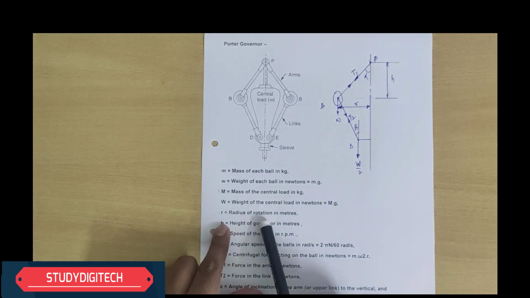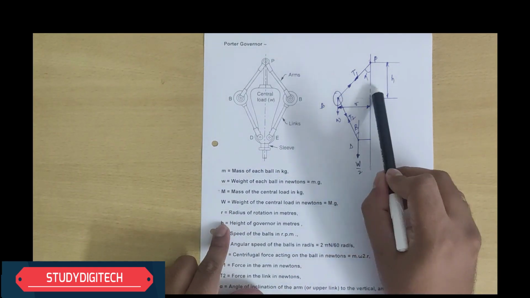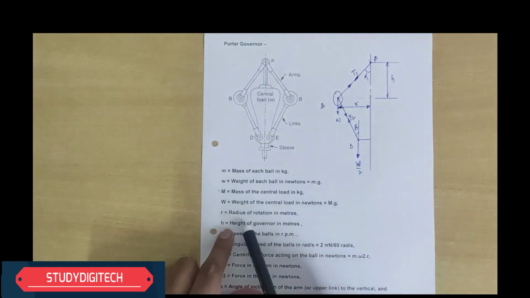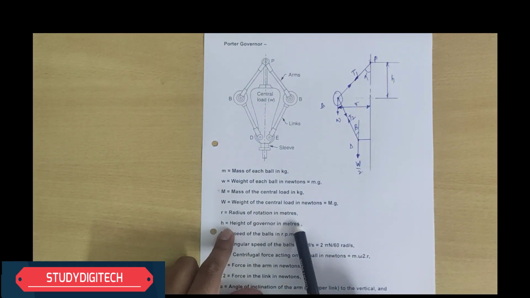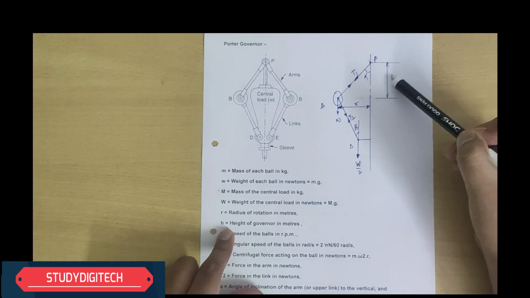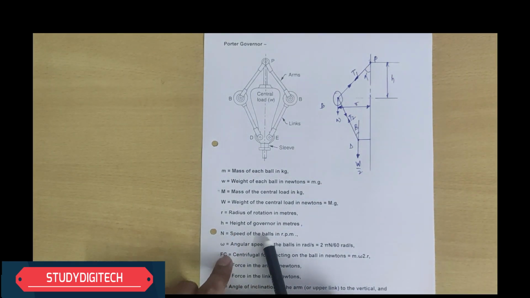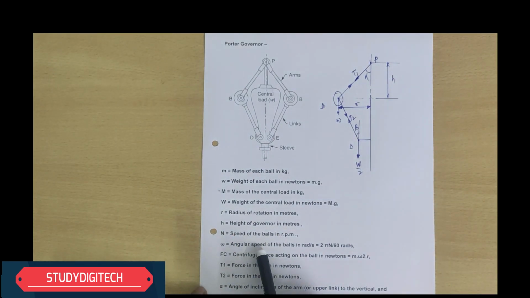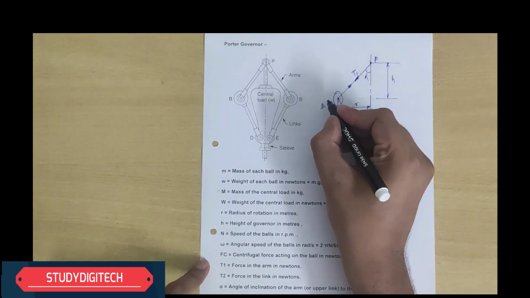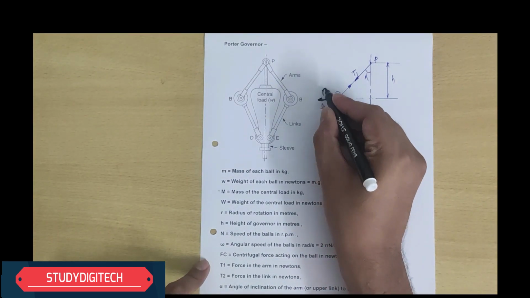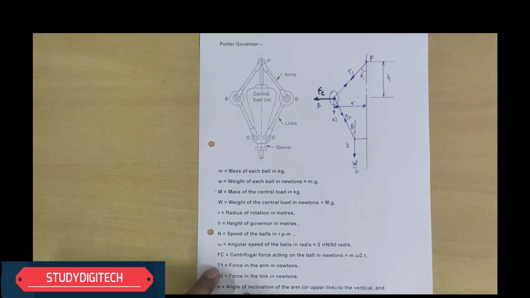Small r is the radius of rotation of balls from the spindle axis. h is the height of governor in meters. N is the speed of ball. Omega is angular velocity of balls. Fc is centrifugal force acting on the balls in Newton. So centrifugal force is acting in radially outward direction.